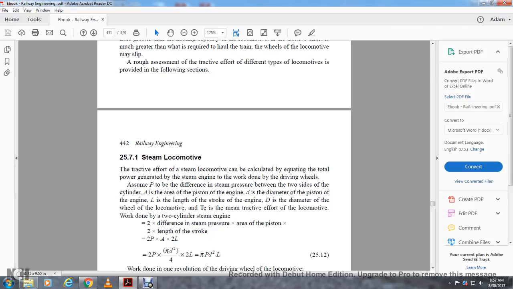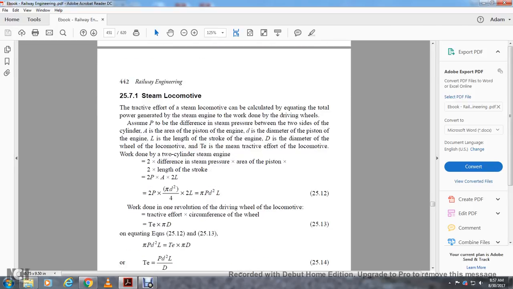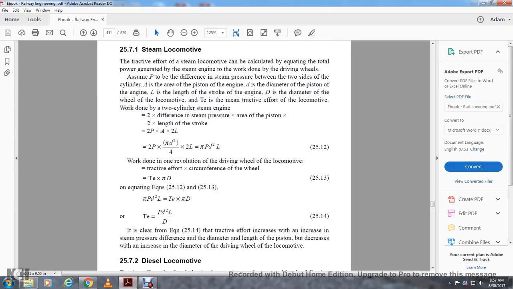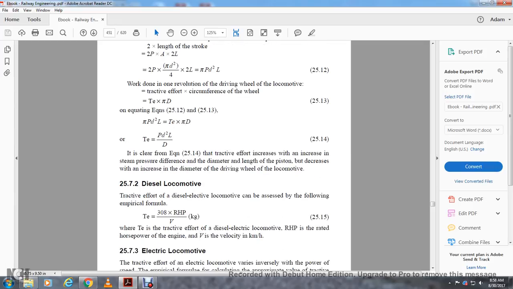Work done by the two-cylinder steam engine is 2 times the difference in steam pressure, P, times the area, A, times 2 times the length of the stroke, L. Work done in one revolution of the driving wheel of the locomotive is the tractive effort times the circumference of the wheel. In equation 25.13, pi over 4 times P times d squared times L equals T times pi times D, or T equals P d squared L over D. Clearly, the tractive effort increases with the increase in steam pressure difference and the diameter and length of the piston, and decreases with the increase in the diameter of the driving wheel of the locomotive.